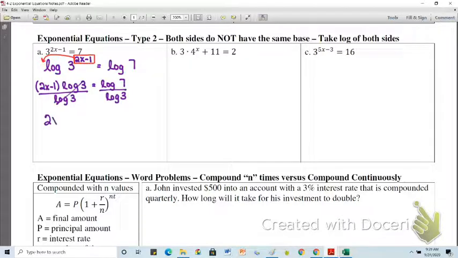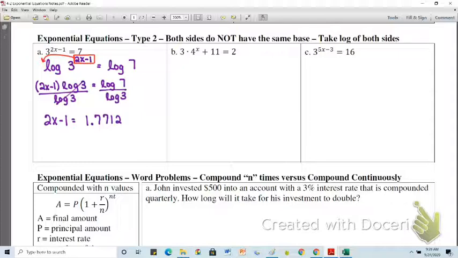When I do that, I get 2x minus 1 equals a really long decimal. I am going to keep that decimal in my calculator and use the answer feature to help me solve it, because I don't want to round until the end. If I round before, my answer could be a little off in the end.